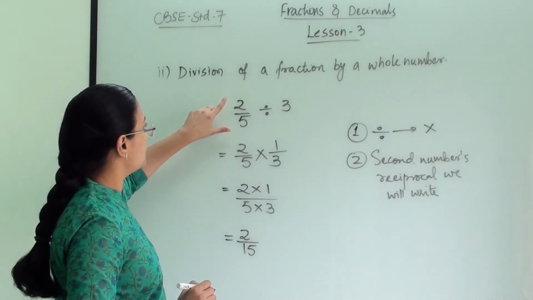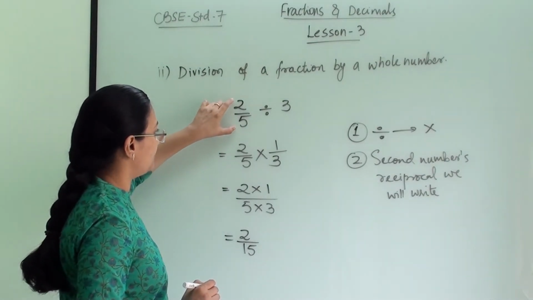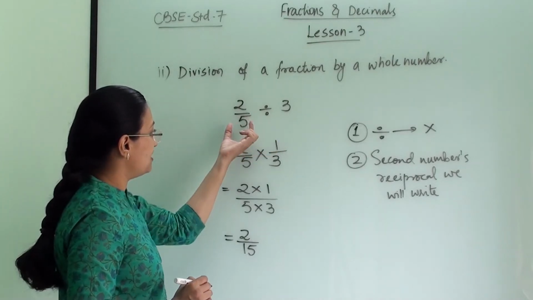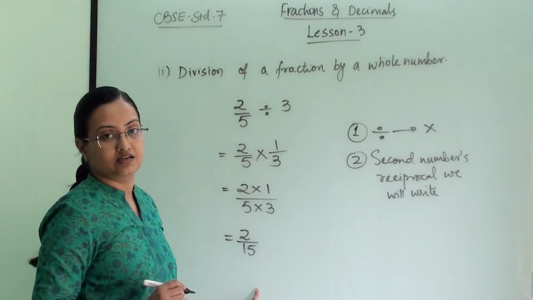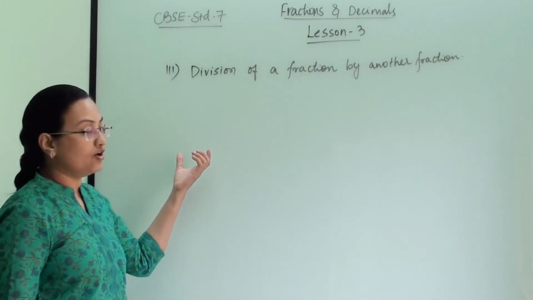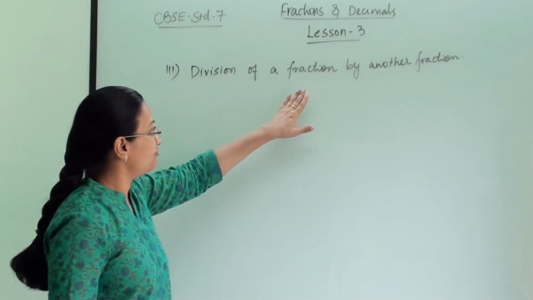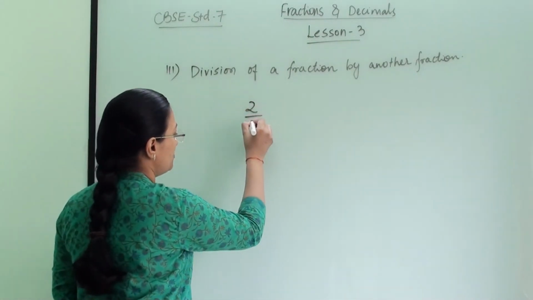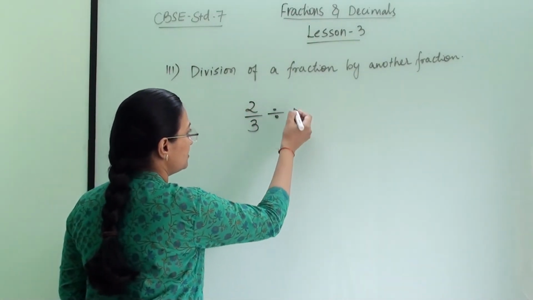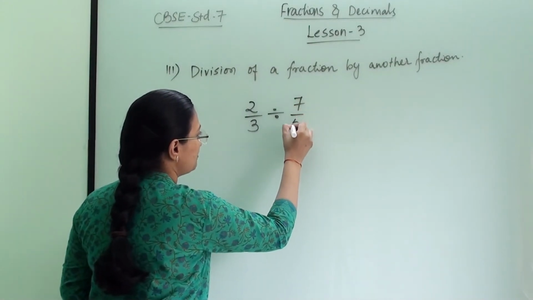And this was under the category of division of a fraction by a whole number. When we are dividing a fraction with a whole number, we have to solve it like this. The third category of division is division of a fraction by another fraction. So if we are taking here 2 by 3 divided by another fraction, we are taking 7 by 5.